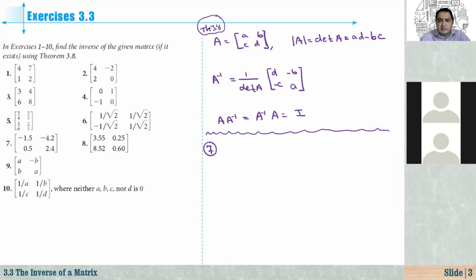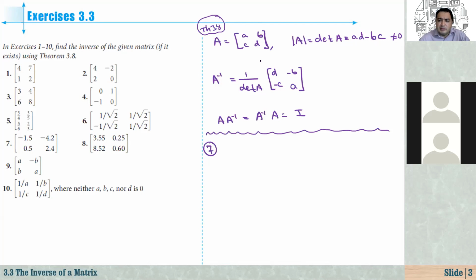It says that if you're given a 2 by 2 matrix whose components are A, B, C, D, and if determinant A, that is AD minus BC, is not equal to 0, as you see, otherwise I cannot write this in the denominator, right? That's why we must have this condition. Otherwise that matrix does not have an inverse. That means not every matrix has an inverse.